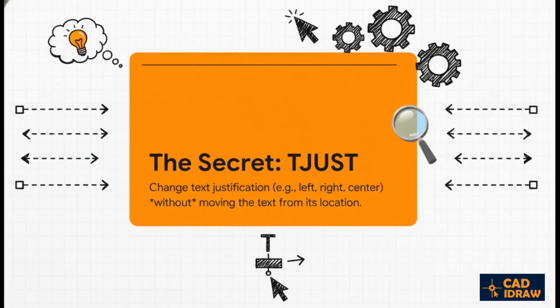And there is. The secret is the TJOS command. Now here's the key. TJOS changes the justification point, but it doesn't move the text object itself. The text stays exactly where you put it. This is a real pro-level command that just instantly solves that annoying problem.